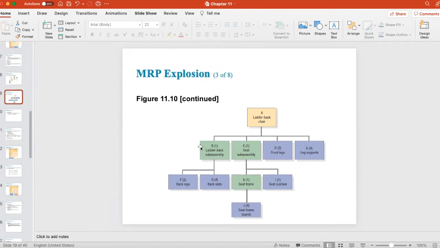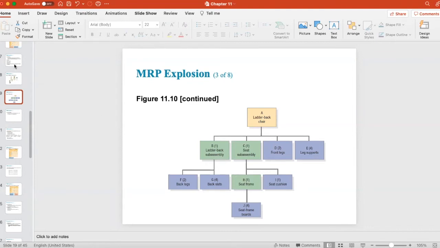Very simple. Here, if you look at B, B is a parent of F and G, however, it's a component of A, right? C is a parent of H and I, however, it's a component of A, all right? H is a parent of J, however, it's a component of C, okay? So that's why here, B, C, and H, these three items can be viewed as intermediate items, okay? And that's why you see we use the same color here to represent these three different items, okay?